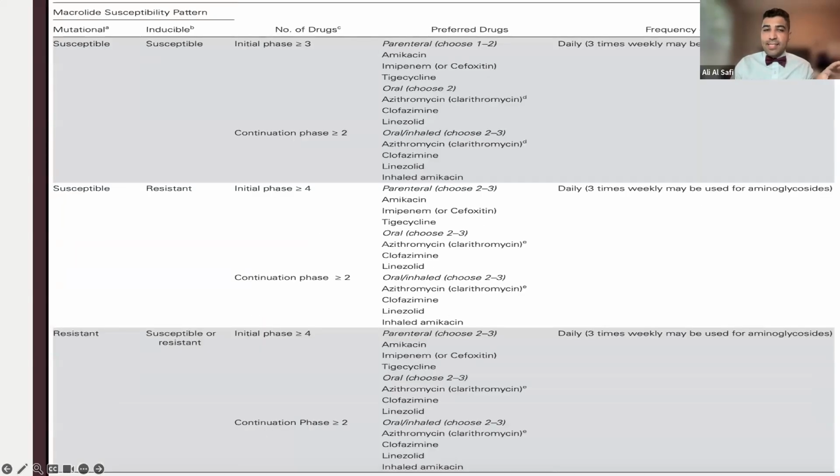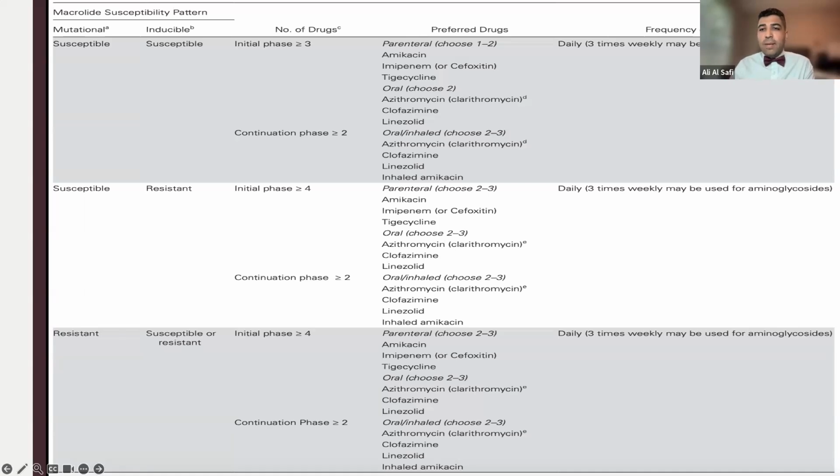For abscessus, it's even more complicated because it's far more resistant to antibiotics, as you saw in the case earlier, and that leaves us with very limited therapeutic options. It depends largely on azithromycin or macrolide inducible susceptibility.